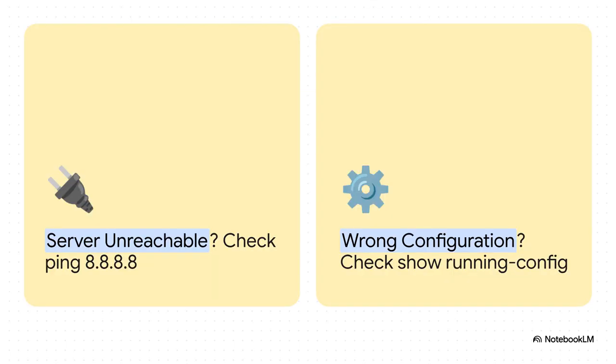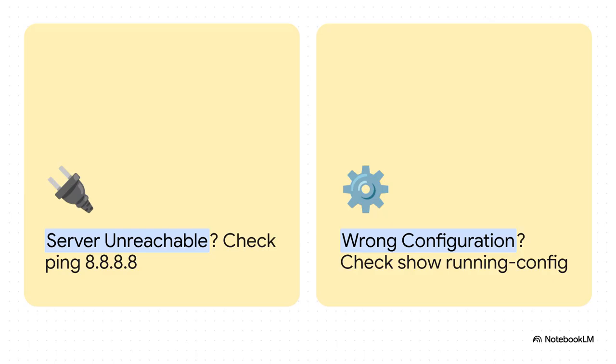So, let's break down the logic of troubleshooting these common DNS problems. Let's say your DNS server is completely unreachable. Well, your very first step shouldn't be to mess around with your domain names. Your first step is basic connectivity. Check it with a simple ping 8.8.8.8. If that ping fails, you've got a routing or interface problem, my friend, not a DNS problem.